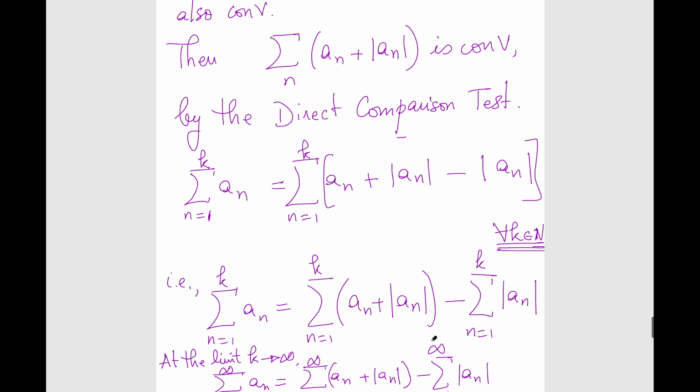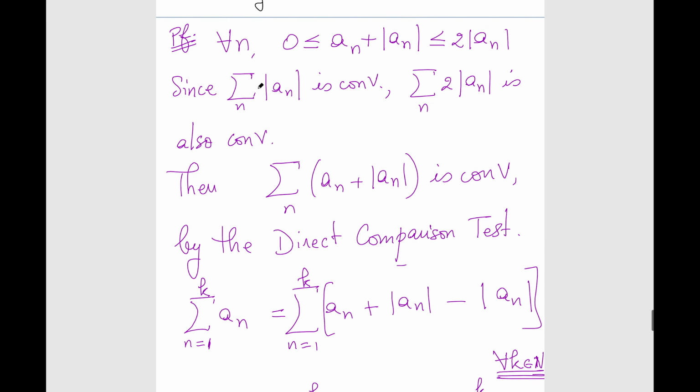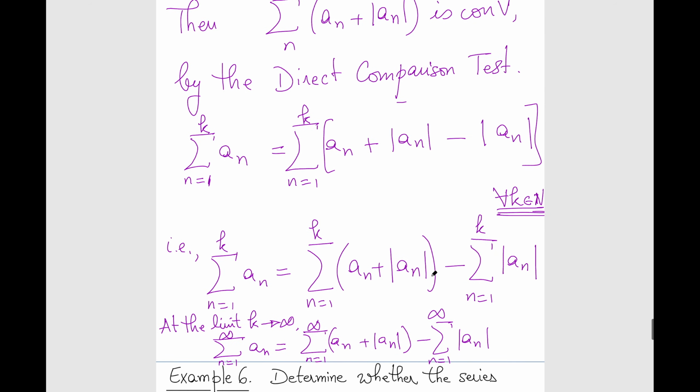You're assuming that the series is absolutely convergent, so you're assuming that this guy is finite as well, right? So this guy is finite, this sum is finite, and this sum is finite. Subtracting two finite numbers remains a finite thing, right? So long story short, this sum is finite.